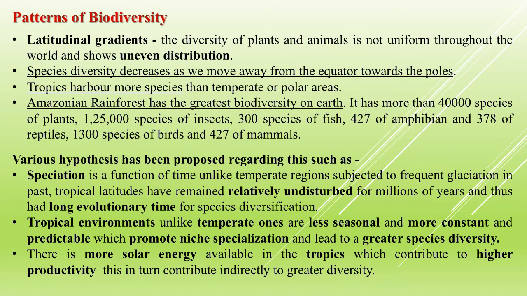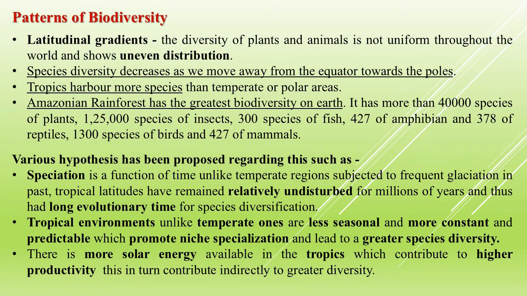23.5 degrees north to 23.5 degrees south, that region also harbors a large number of species. But when we move towards the pole, the number of species, that is the species diversity, decreases. In the polar region, it is least. It will be easy for us if we take some examples.